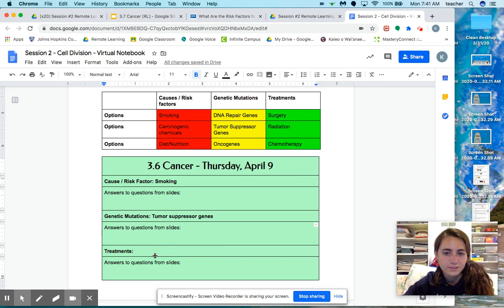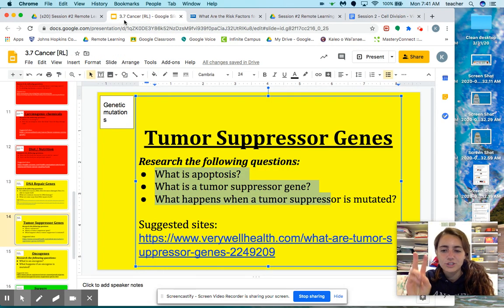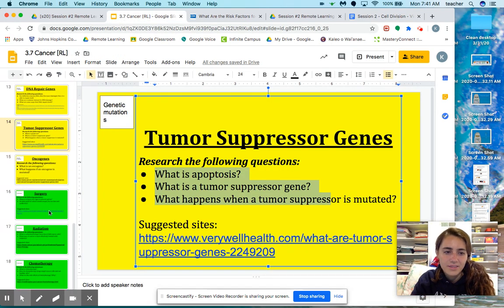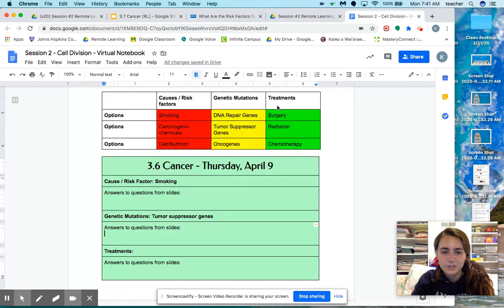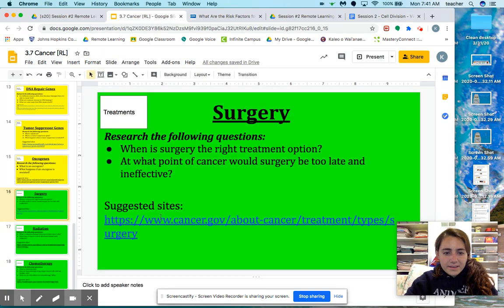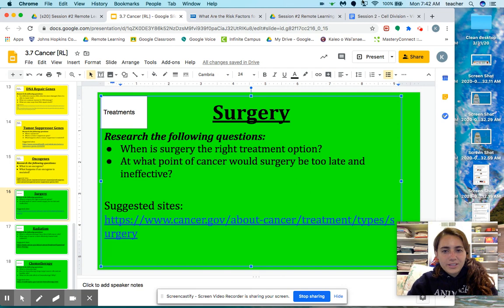Okay, and then the last one is treatment. So the 3 topics are surgery, radiation, and chemotherapy, and those are in green. So let's say I want to learn about surgery. I will write surgery here in that box, and then I will read this topic or this article, and then I will answer these questions.